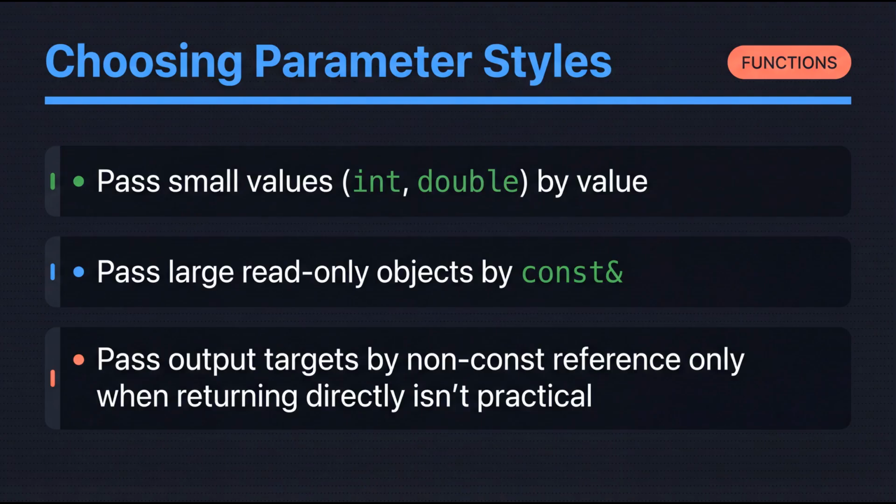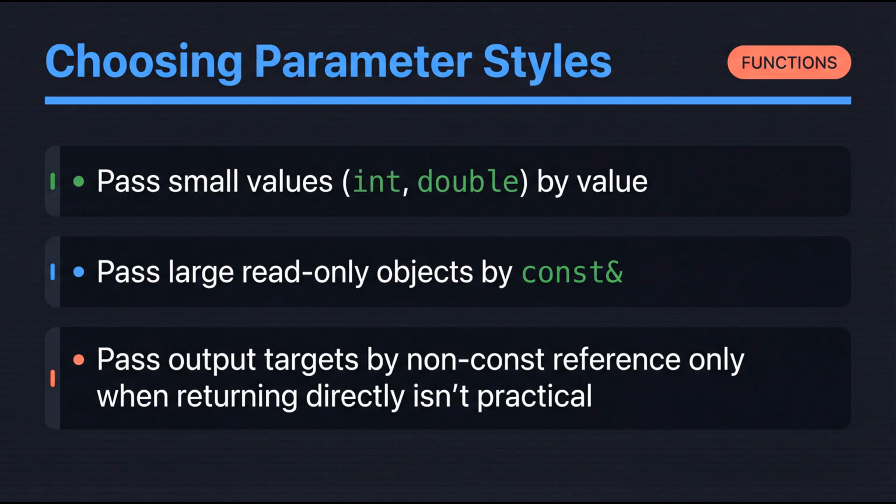How you pass parameters matters for both correctness and performance. 3 rules to start with. First, pass small values like int and double by value. They're cheap to copy, and the function gets its own independent copy.